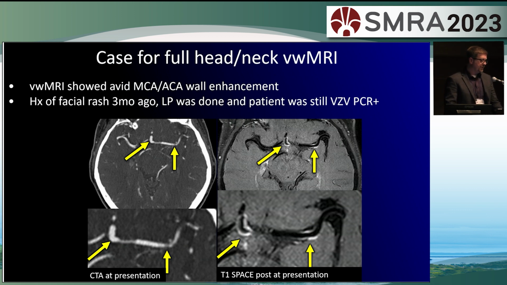On further history, she had a facial rash a few months ago. She was treated empirically for VZV and was thought to have cleared it. However, when they did an LP, she was still PCR positive. So the thought was we'd treat her with acyclovir and then have her come back in a month or so, and then she would get her endarterectomy.